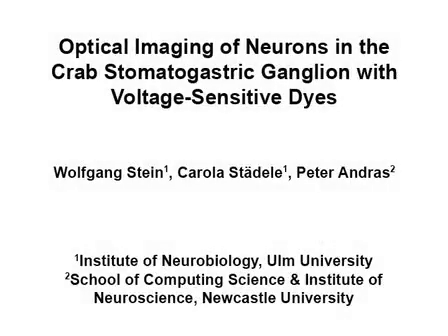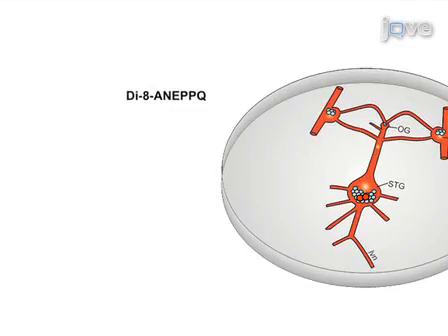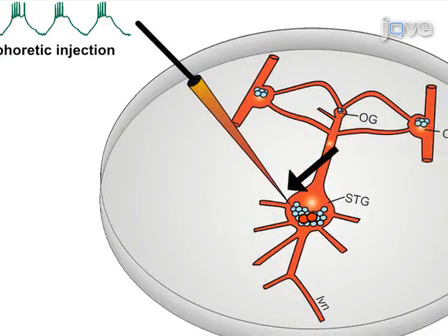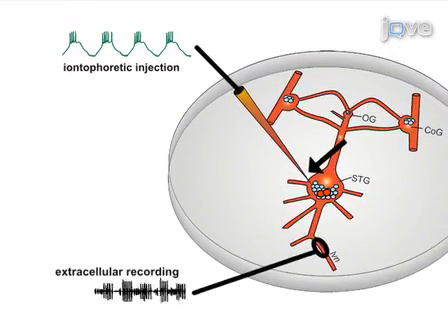The aim of the following experiment is to use voltage-sensitive dyes to optically record membrane potential changes and synaptic interactions between neurons in the central pattern generators of the crustacean stomatogastric ganglion. This is achieved by loading identified neurons with the dye Di8 and EPQ by iontophoretic injection using sharp microelectrodes and simultaneous extracellular recording of motor nerve activity.